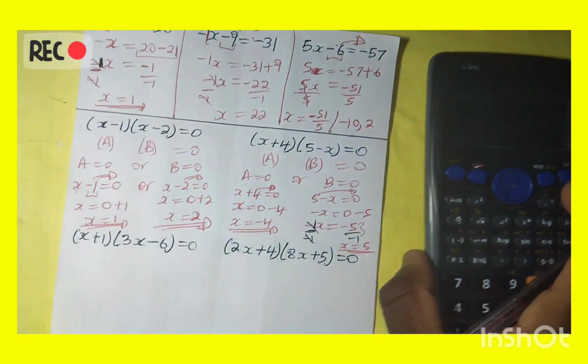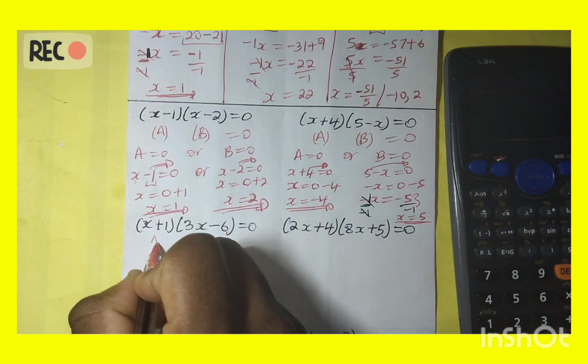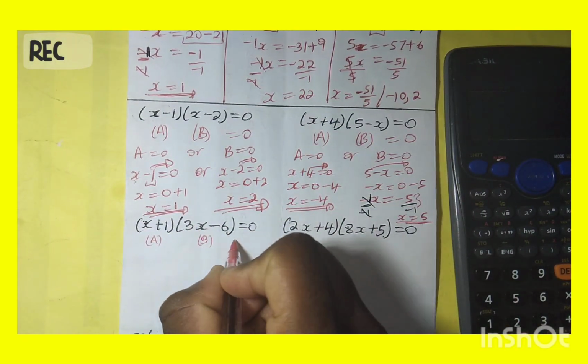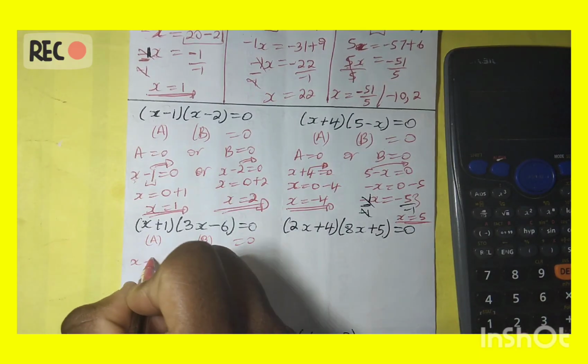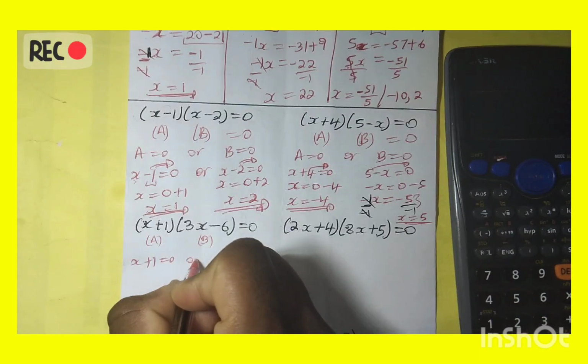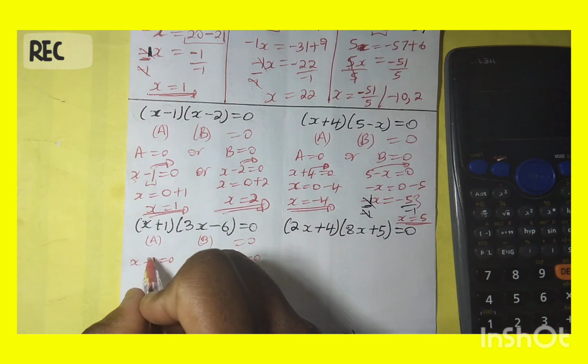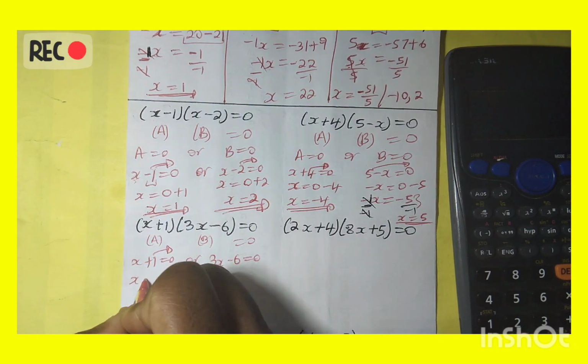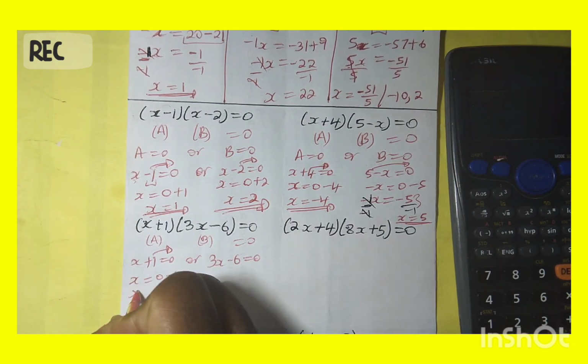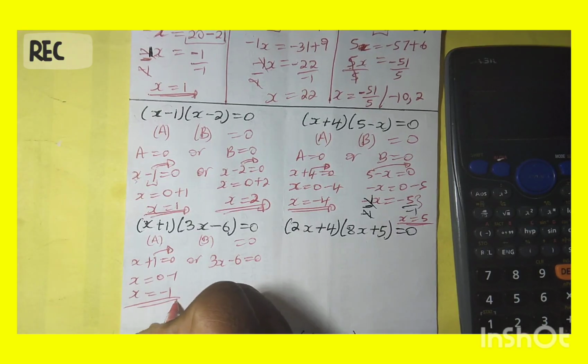Do you see? As well as this one, we have bracket A and bracket B. You equate each bracket to 0, say, or 0. Then you solve for x, taking that thing to the other side, it will become negative, meaning the first answer is negative 1.